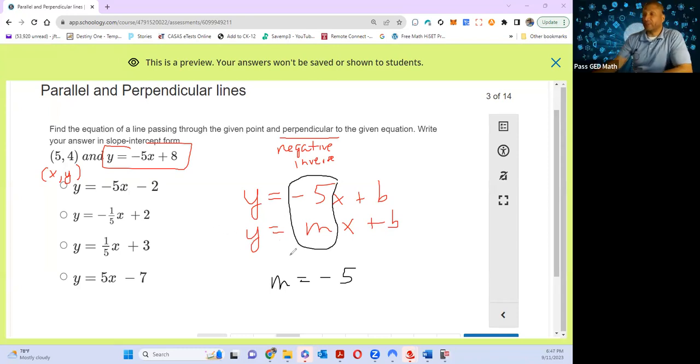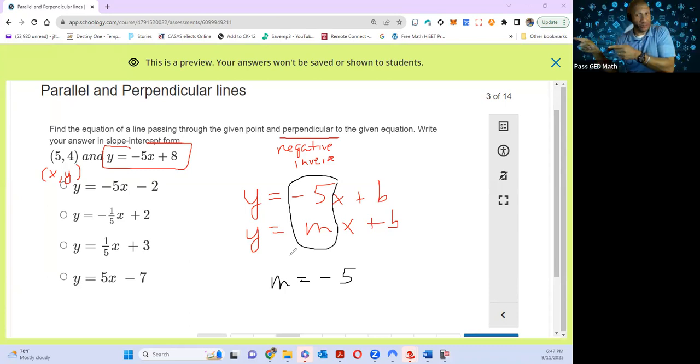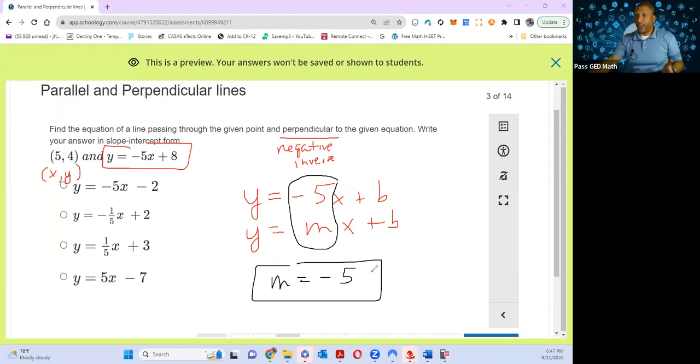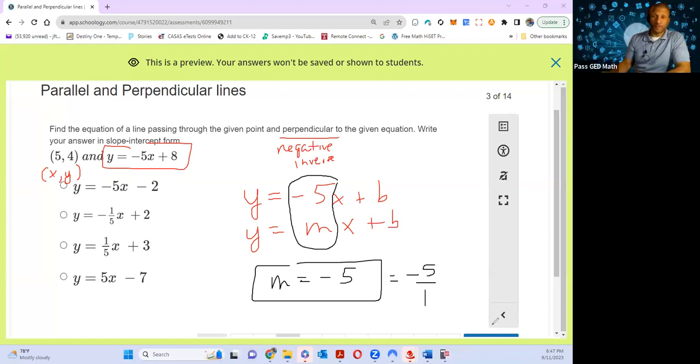So anyway, I said y equals -5x plus 8. That's the equation. I asked for the slope. So the slope is -5. Now this is the problem that people have: -5 is the same as -5/1. Does everybody understand that?